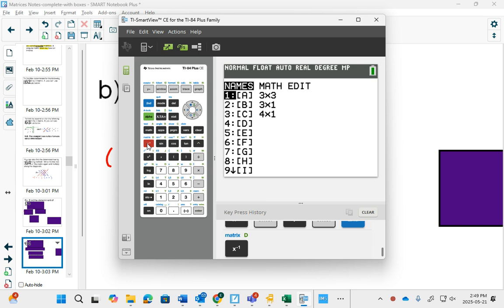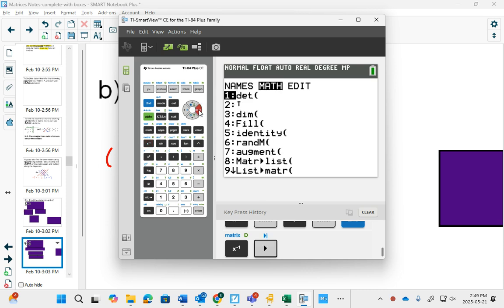Ones that we're going to, like, again, the transpose, I don't think you'll use that very much. That's just switching your rows and columns. It's pretty easy to do. I don't think you need a calculator for that. But that's what that second one is. We're going to use the determinant one for sure.